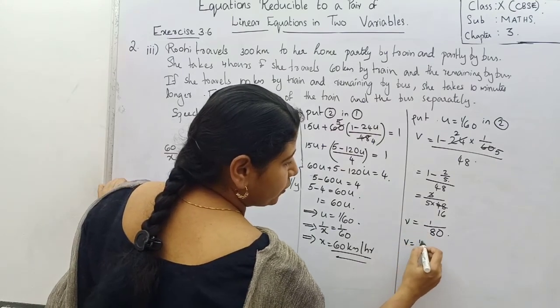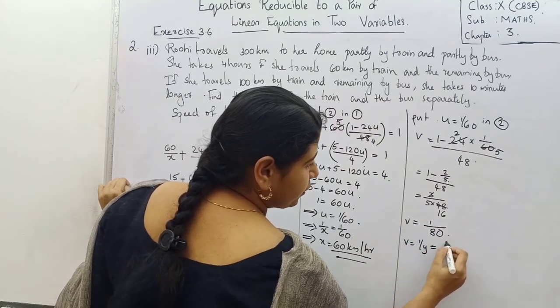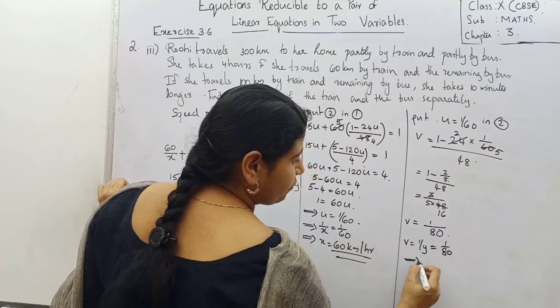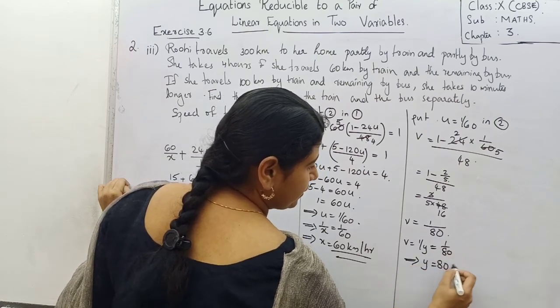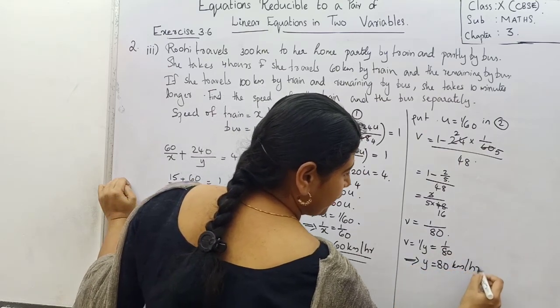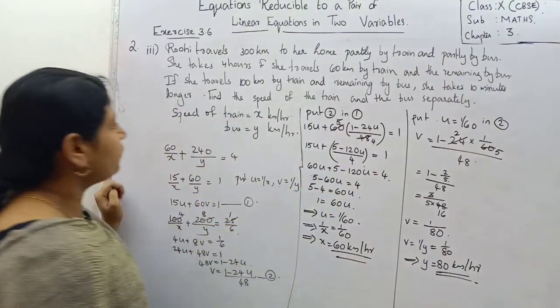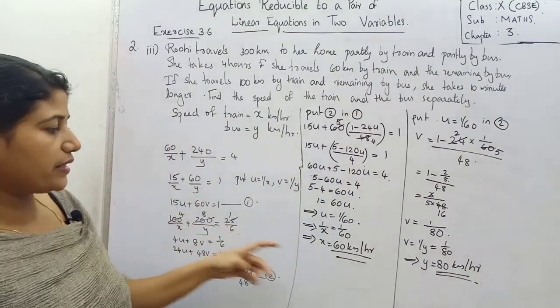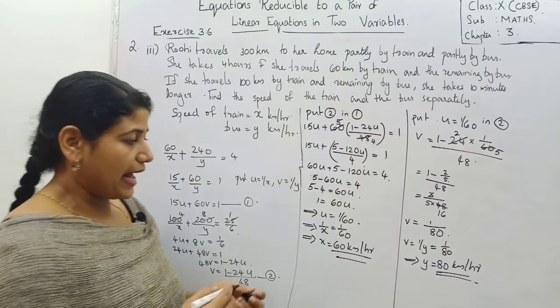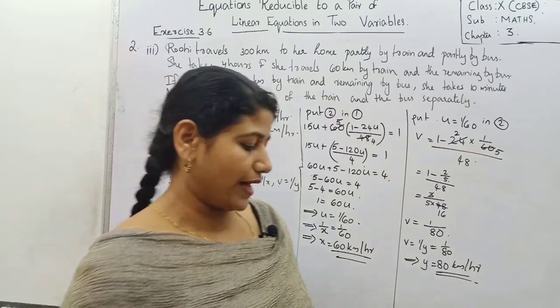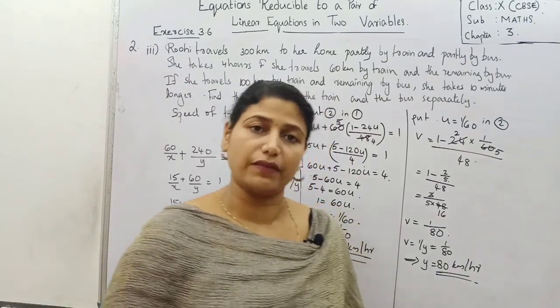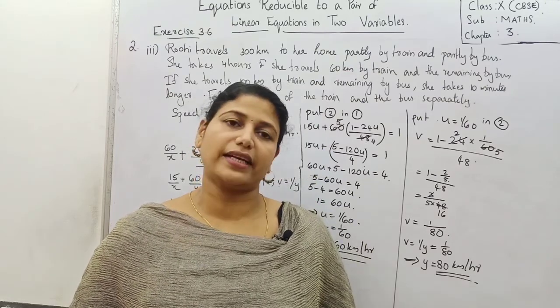We know that v equal to 1 by y, which is equal to 1 by 80, which implies y equal to 80. That means 80 km per hour. So the speed of the train is x, which is 60 km per hour, and the speed of the bus, which is y, is equal to 80 km per hour. We have completed our exercise 3.6.